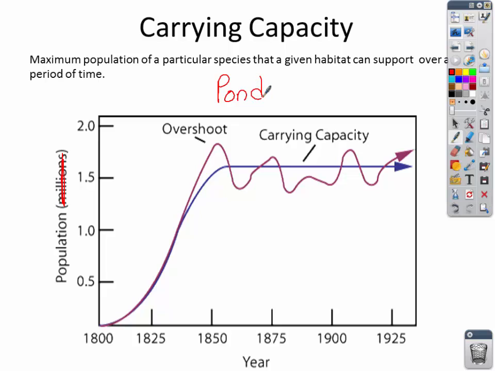And there are a certain number of frogs that the pond can hold. There's a number, the carrying capacity of frogs that the pond can hold. So what's going to happen is frogs are going to be born. Frogs multiply very quickly. And at some point there is some number of frogs that the pond can handle.